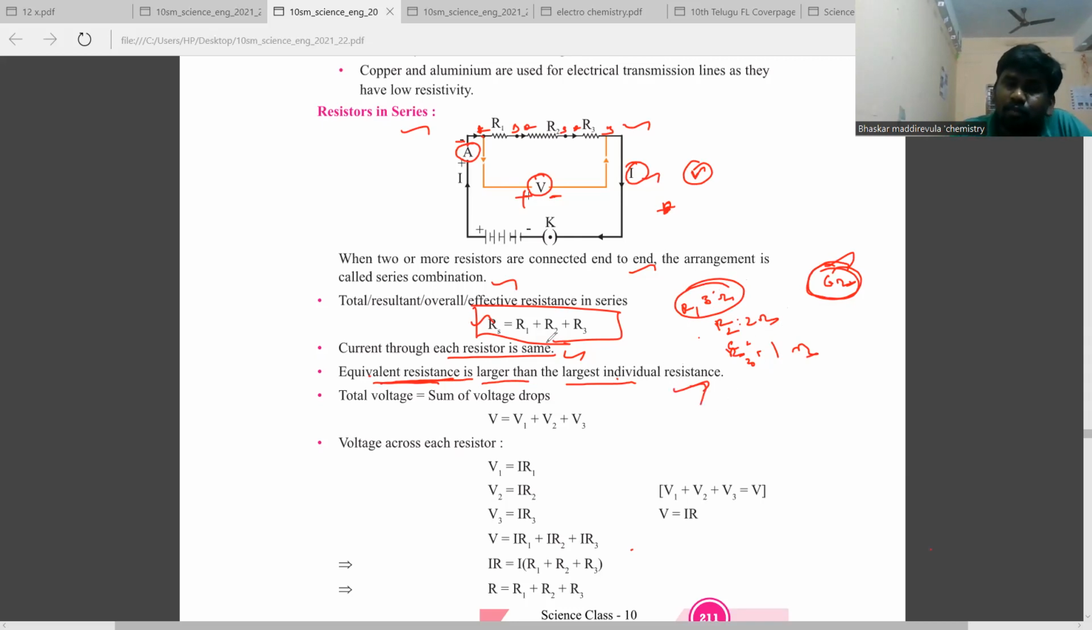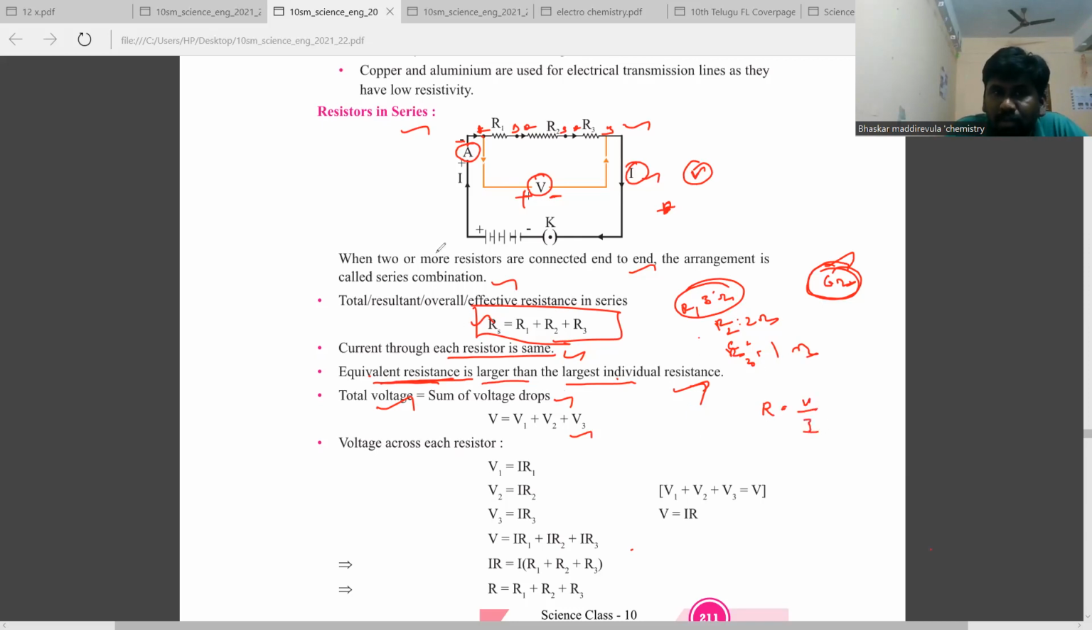To find the resultant resistance, you just need to add up the resistances. Next, the total voltage is always equal to the sum of the voltage drops. How did we get this? Simple. This resultant resistance, as we already know, is R equals V by I.